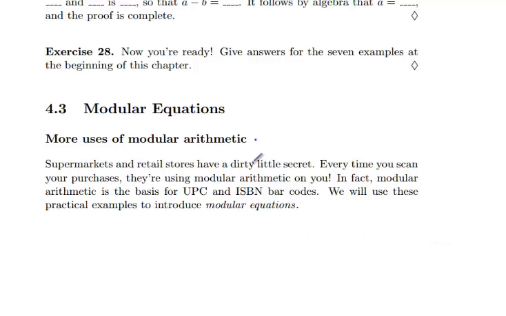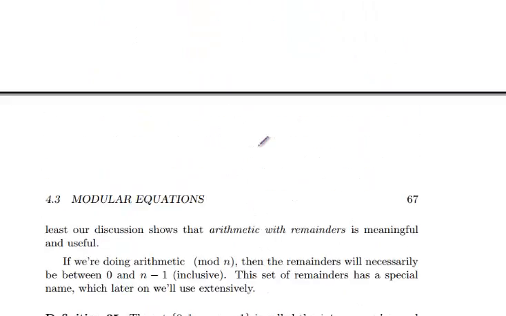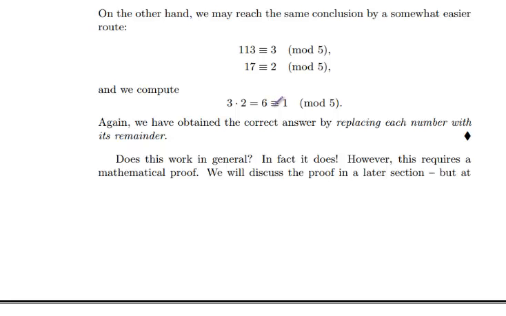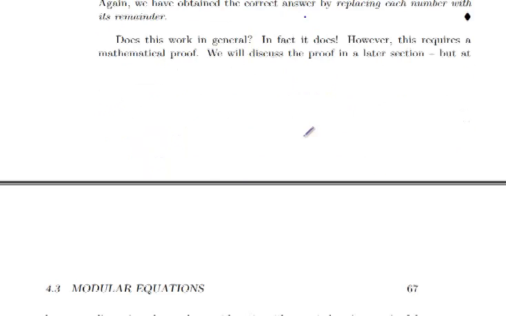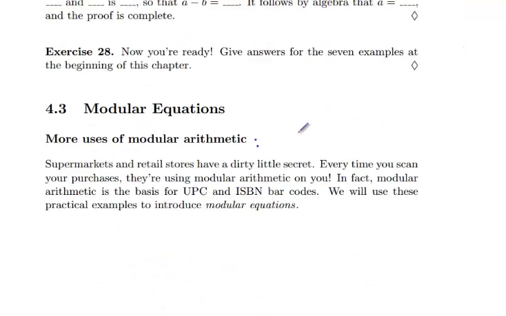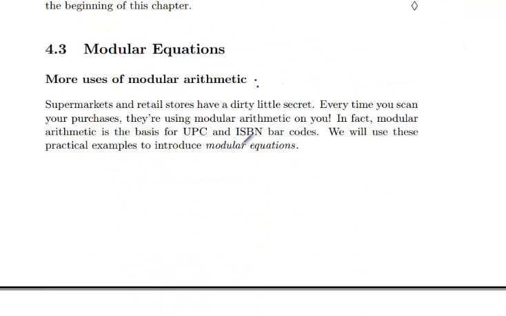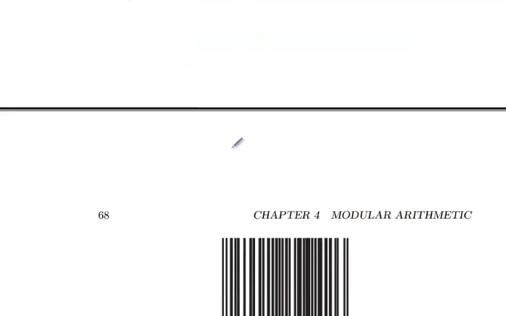Okay, we started talking about modular equations, where you have an equation using the three lines, and you always have a modulus. Now, these are actually practically useful, and they're used in the supermarket in UPC and ISBN codes. Let's take a look and see how that works.